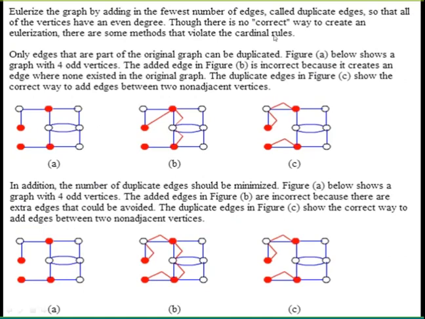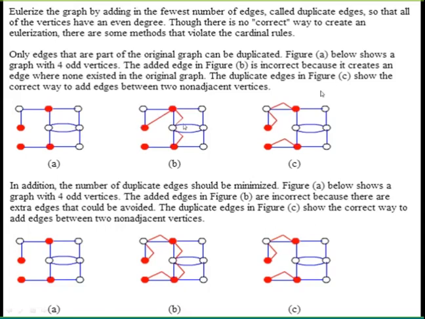There is no correct way to create a Eulerization. There are some methods that violate the cardinal rules. So it says only edges that are part of the original graph can be duplicated. And so what that means is I can't do what figure B is doing. I can't draw that in there. What we have to do is draw little triangle sides that show that there was already this blue line here, and I'm crossing it again. Crossing this one again. I can't do this where I'm jumping here and then going back. I have to go back and back again.